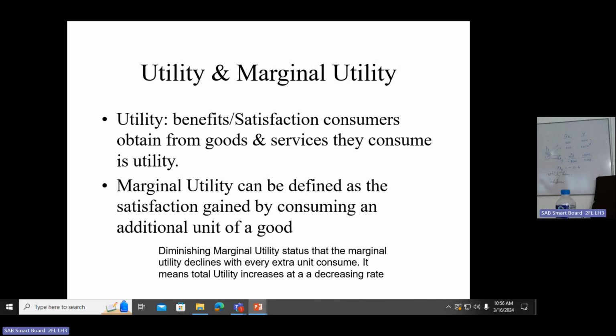So the decreasing marginal utility: the marginal utility declines with every extra unit, right? So total utility increases, marginal utility decreases. That means the total utility increases at a decreasing rate. We can go into it later on. So the total utility increases at a decreasing rate. That's why marginal utility continuously decreases, and that's why this law applies, diminishing marginal utility. So that explains consumer behavior.